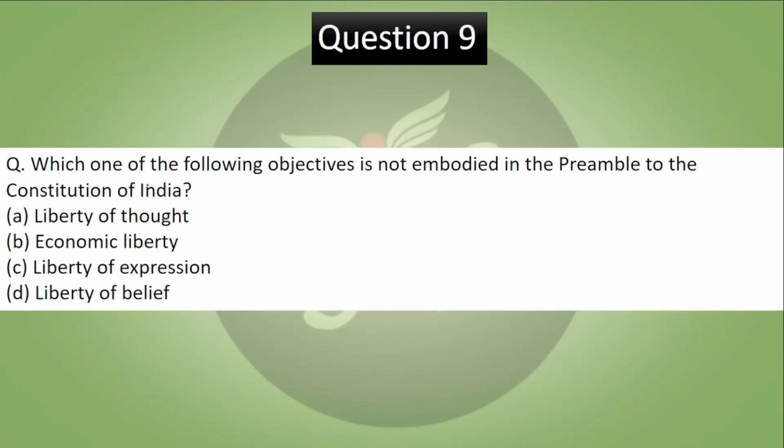Question 9. Which one of the following objectives is not embodied in the preamble of the Constitution of India? A. Liberty of thought. B. Economic liberty. C. Liberty of expression. D. Liberty of belief. Pause the video, try to attempt it. Now let's see the answer.